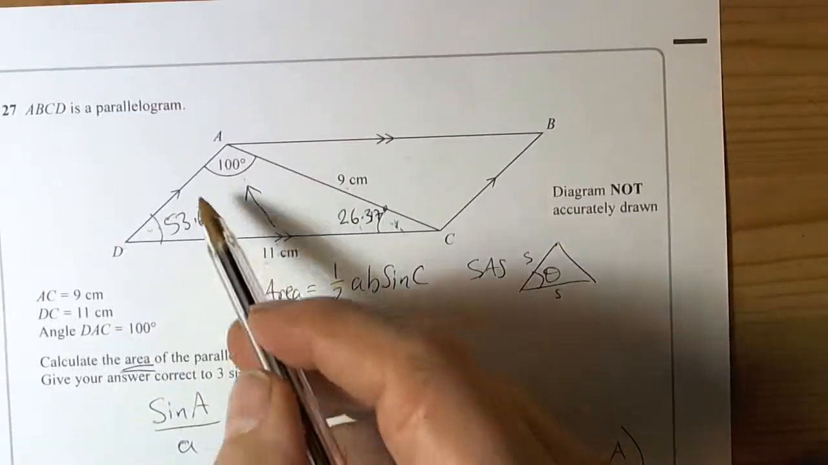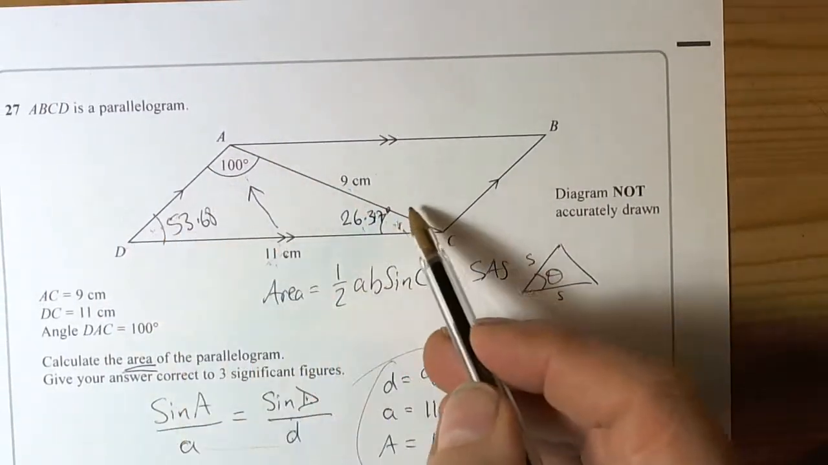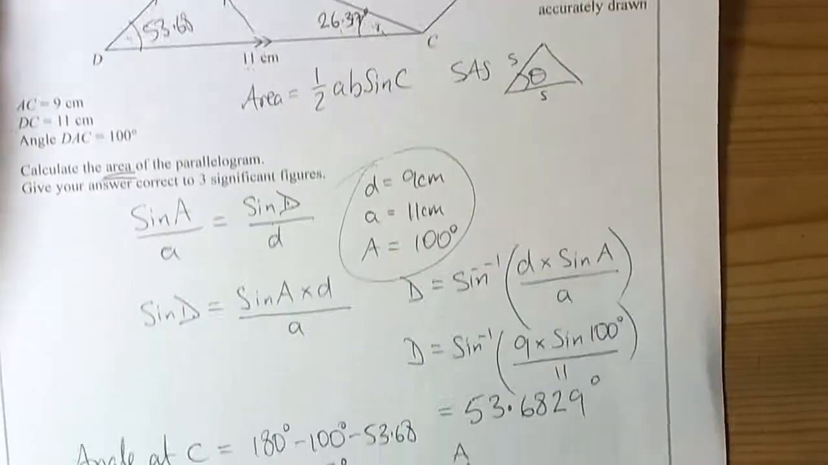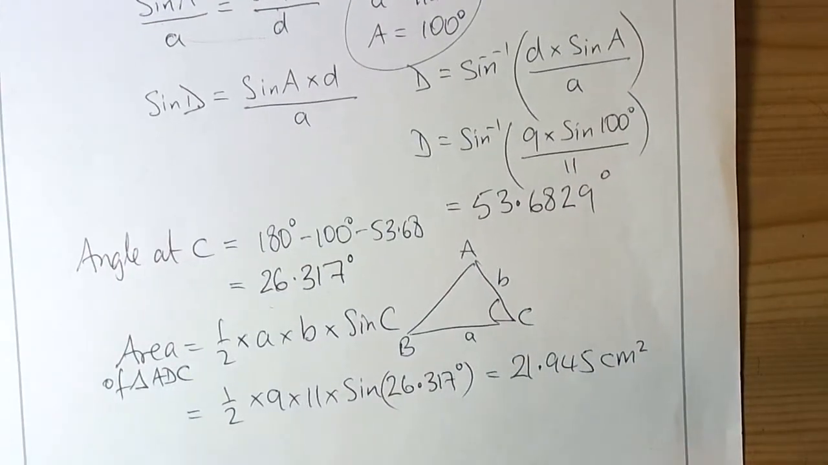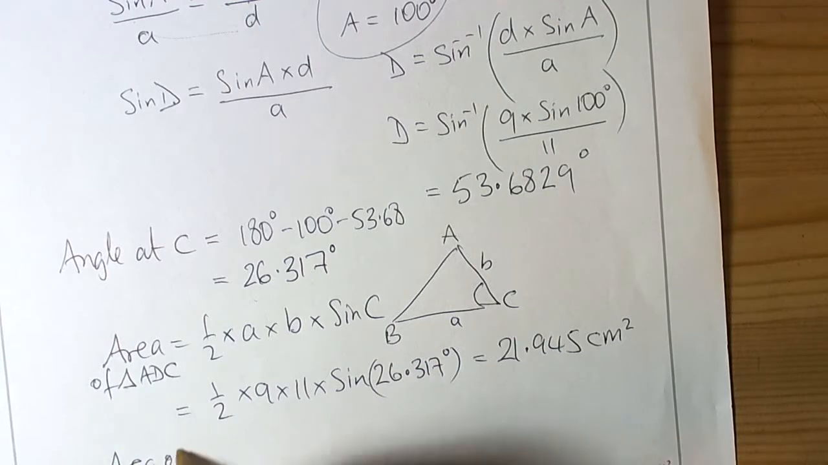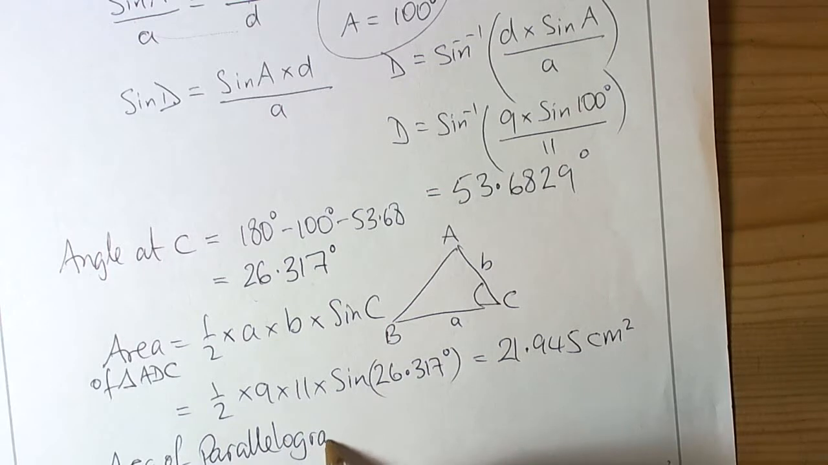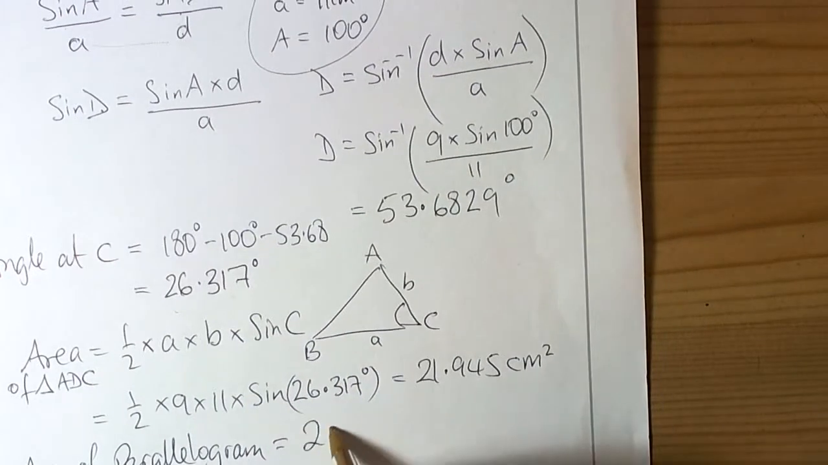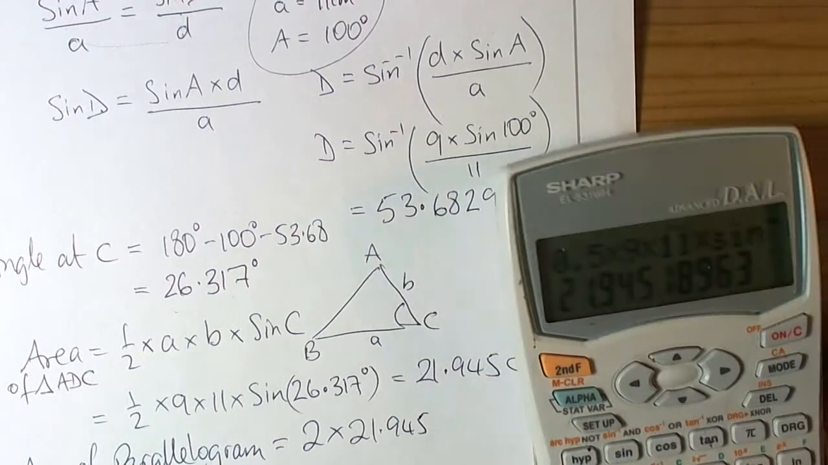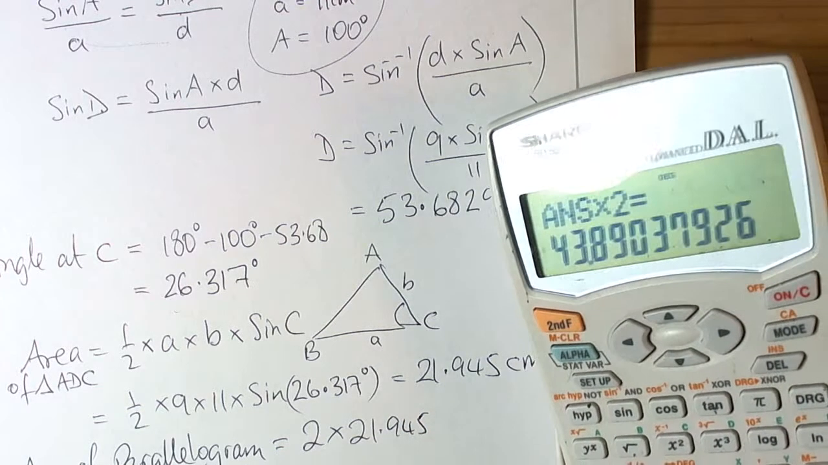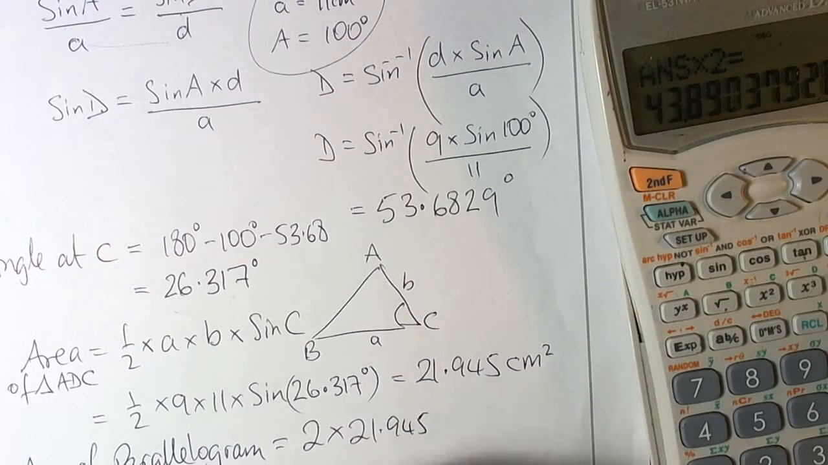So ADC is just half the parallelogram, so therefore we have to work out twice that. So the area of the parallelogram is equal to 2 times 21.945, so times that by 2, so 43.9 to 3 significant figures, 43.9 square centimetres. So the answer here, 43.9 square centimetres.